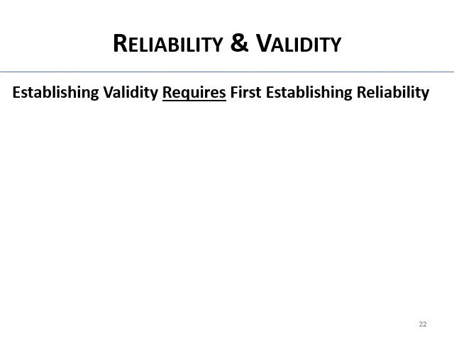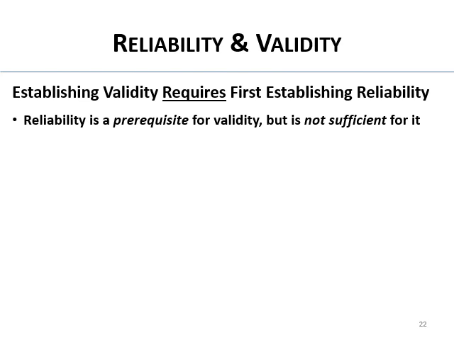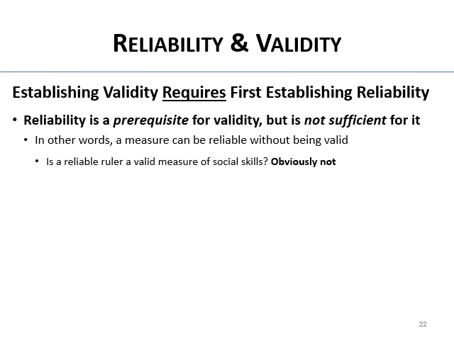Finally, establishing that something's valid requires that you first establish that the measurement is reliable. Reliability is a prerequisite for validity, but it is not sufficient for it. Just because something's reliable doesn't mean it's valid. In other words, a measure can be reliable without being valid. So, for example, is a reliable ruler a valid measure of social skills? Well, obviously not, right? It's reliably measuring things, but it's not measuring social skills. It's a reliable measure of length, but not a valid measure of social skills.